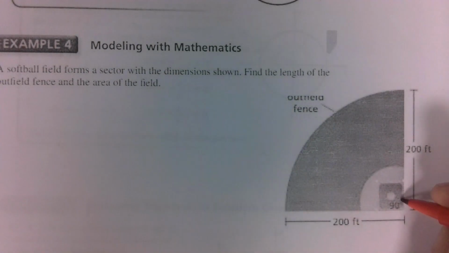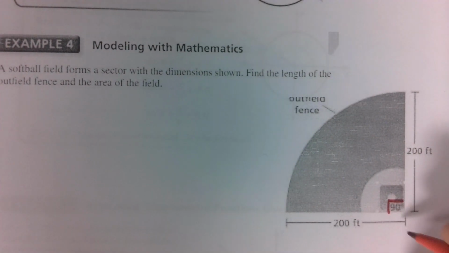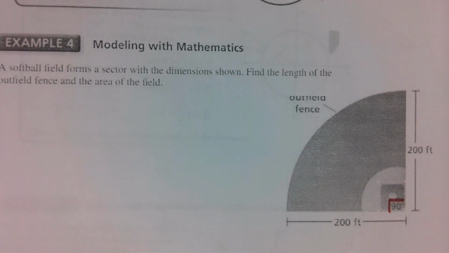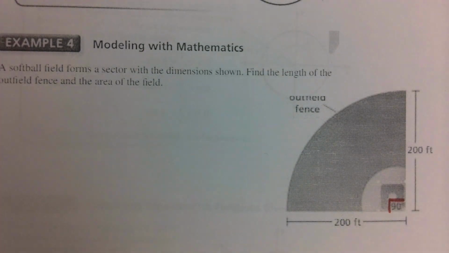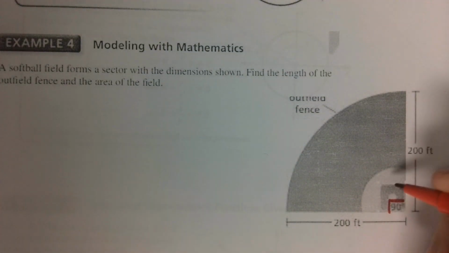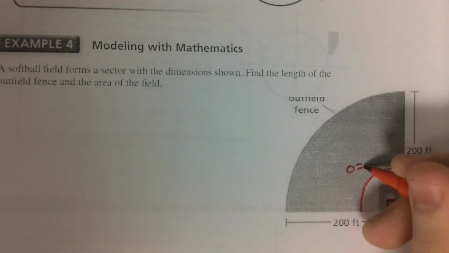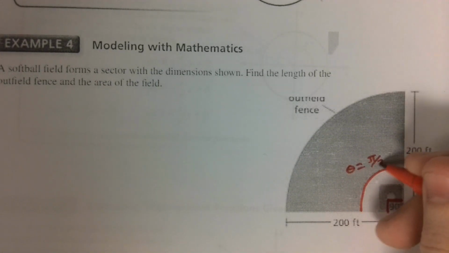Well, first, we have this 90-degree right angle here, but we can't use it in its current form. We need to first turn it into radians. So, according to our chart, a 90-degree angle is the same as pi over 2 radians. So this angle measure, theta, equals pi over 2.